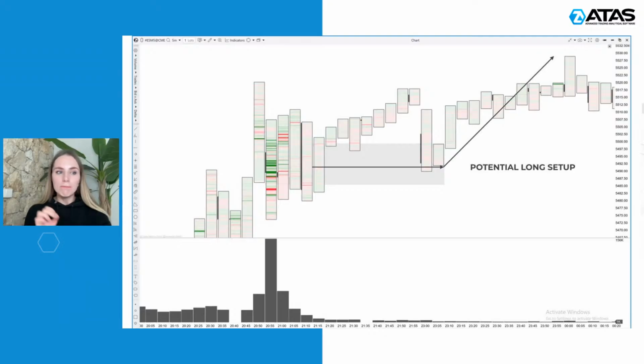And with a bit of extra confirmation from footprint charts or the horizontal volume profile, which we're going to be talking about in the 4th webinar of the series, we can narrow them down precisely and use them in our trading setups. Okay?